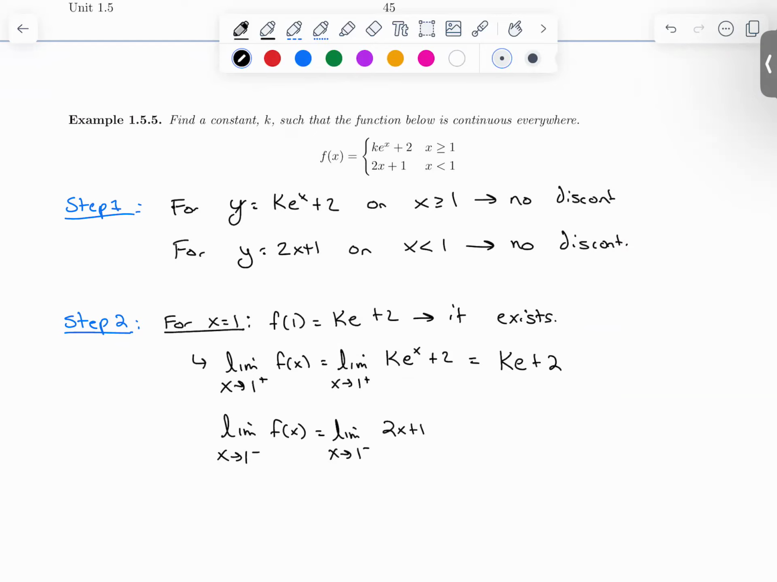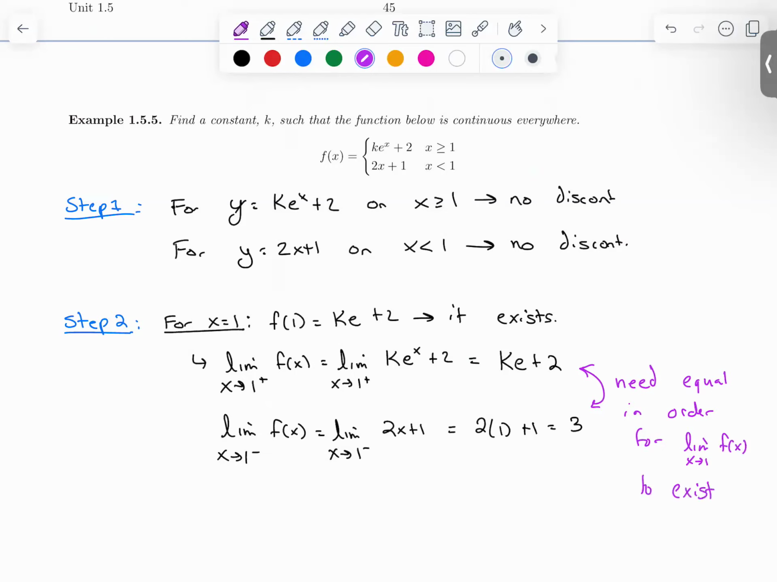And that's a polynomial with no dividing errors, no square root errors, nothing like that. It's just a nice, neat line with slope 2 and y-intercept 1. So we can just plug in the value and call it good. That'll be 2 times 1 plus 1, that's 3. That is not the same number yet. We need these to be equal in order for the limit as x approaches 1 of f of x to exist.